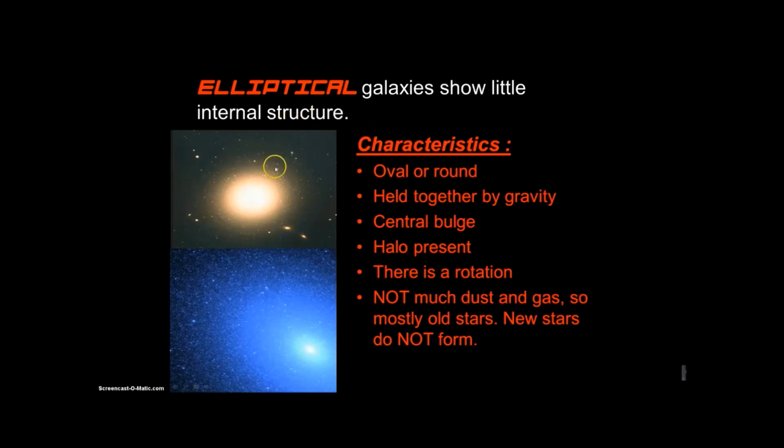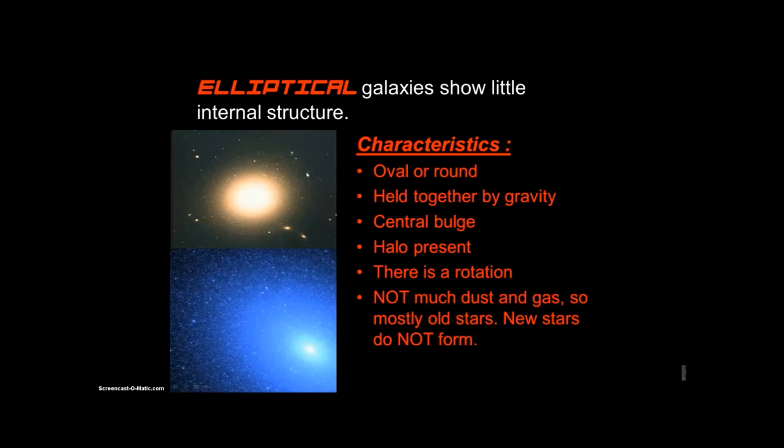One of the characteristics of an elliptical galaxy is that it doesn't have a lot of dust and gas, so it can't make new stars. There is a little bit of rotation, but it's not as organized as a spiral galaxy. So again, oval and round, held together by gravity. All galaxies are held together by gravity. Central bulge, halo is present. There's a rotation, and again, not much gas and dust, so mostly old stars, not many new stars at all.